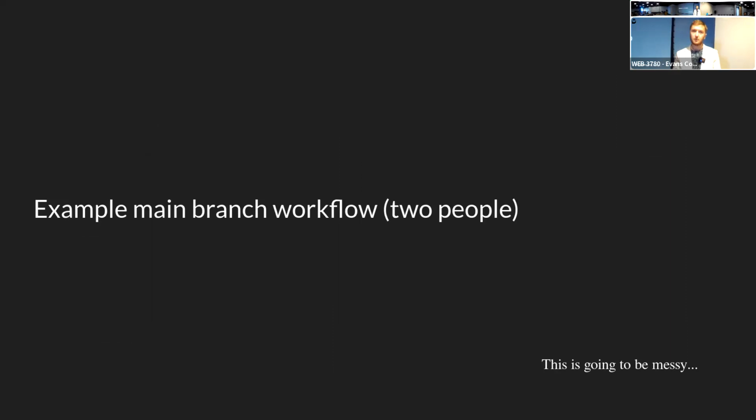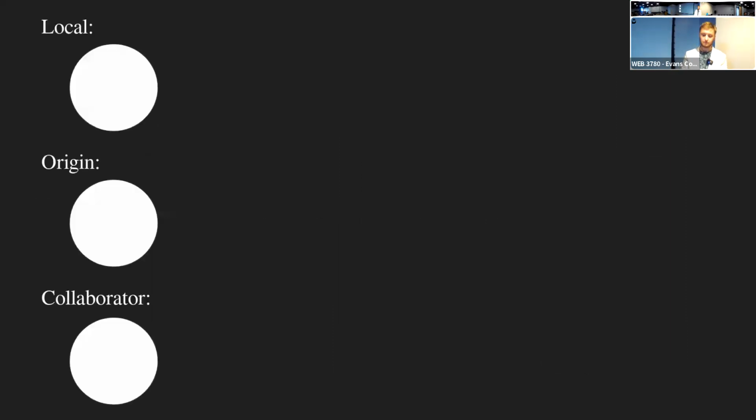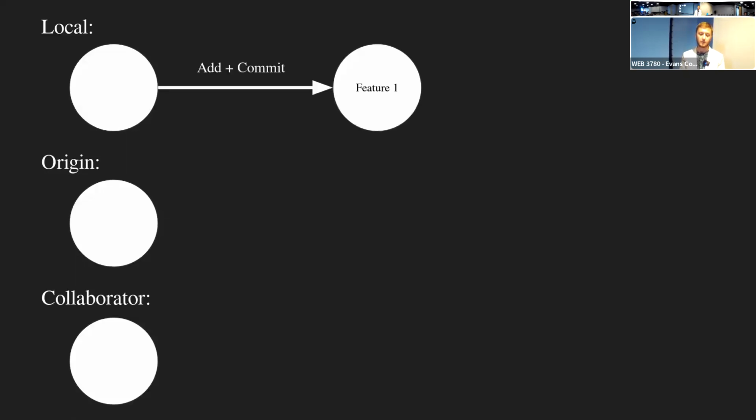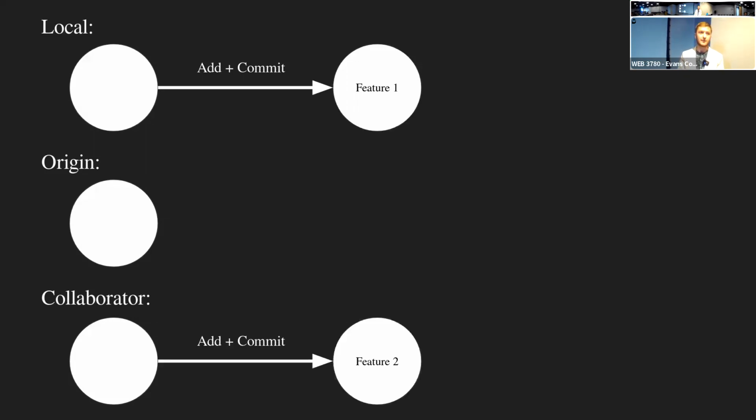So when we have two people, this is going to get a little messy. And the more people there are, the messier it gets. So in this case, there are three parties. There's the local and the origin, which again is you and GitHub. And then you also have a collaborator here that you're working with. So maybe you make some changes and you do add feature 1 again. And then your collaborator at the exact same time is working on the exact same code to add a different feature.